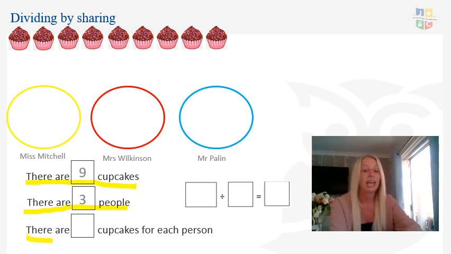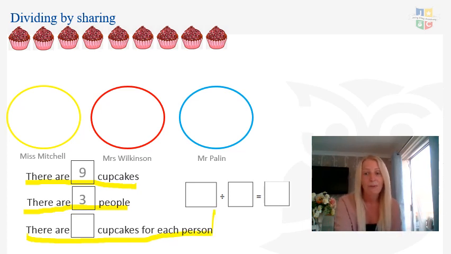The next one is there are something cupcakes for each person. So I need to share them out. Now I also need to do this equally, because it wouldn't be fair if I had 8 cupcakes, Mrs. Wilkinson had 1 cupcake and Mr. Palin had none. So we need to share these equally. So to do this, I'm going to do 1 each and then start again.